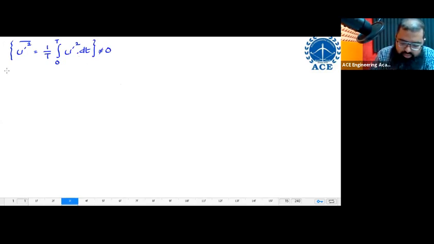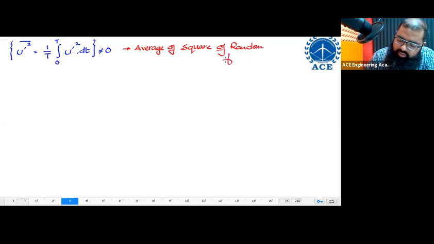Let me mention over here, what is this representing? This over here is representing average of square of random fluctuating velocity. Average of square of random fluctuating velocity.